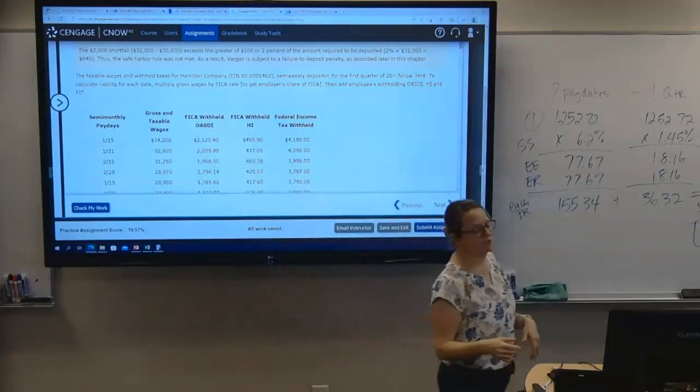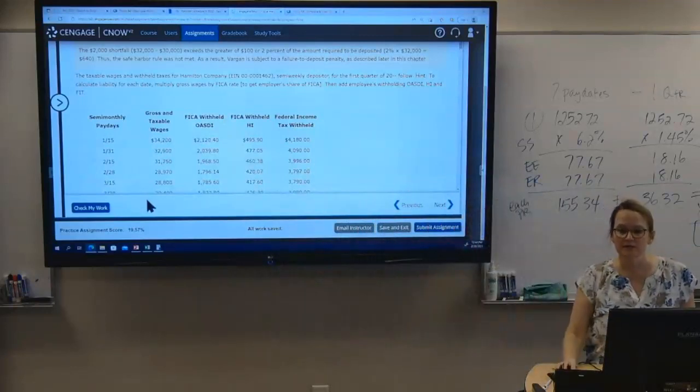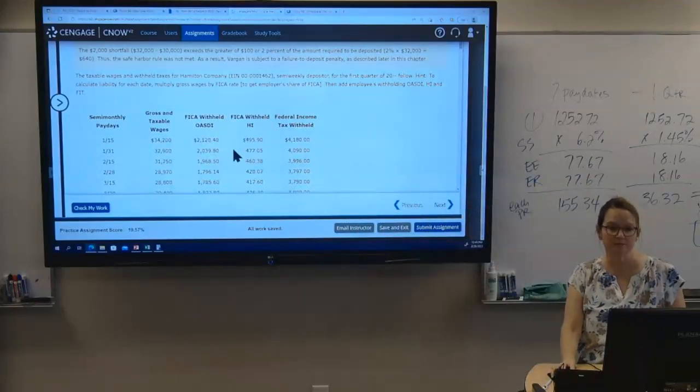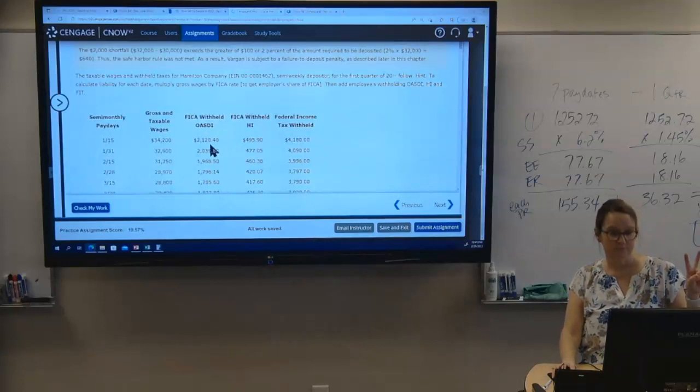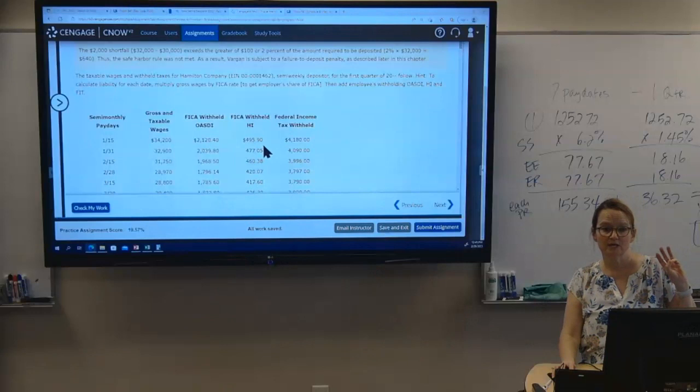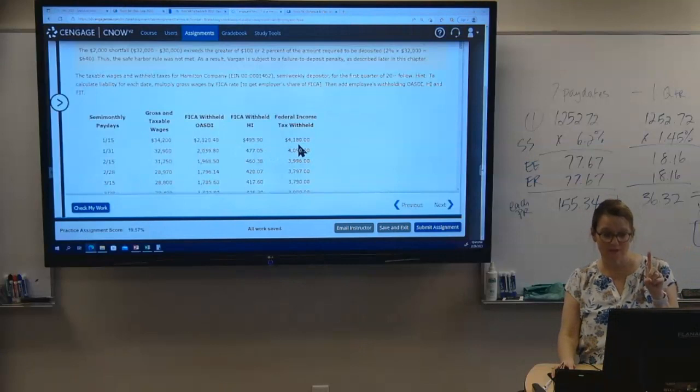That's the amount that was withheld. So that means that the employer also had that same liability. So I took the 212040 times 2, HI 495.90 times 2. Federal income tax is only times 1 because that's the amount that was withheld. The employee pays that. So this times 2 plus this times 2 plus this.